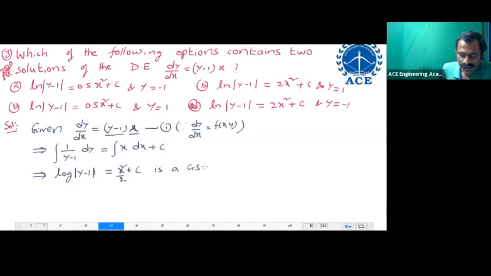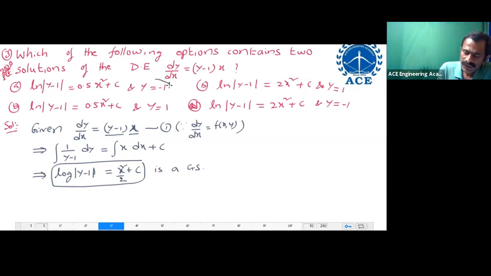Now, can you choose the answer directly? Can you choose the answer only with this general solution? Can you select the correct option by looking at this general solution? No, right. Just by looking at this general solution, we cannot choose the correct option, because in the options, one more solution was given. Whatever we have done, this is only the general solution. Now, to check the other particular solution, we go for the verification method.